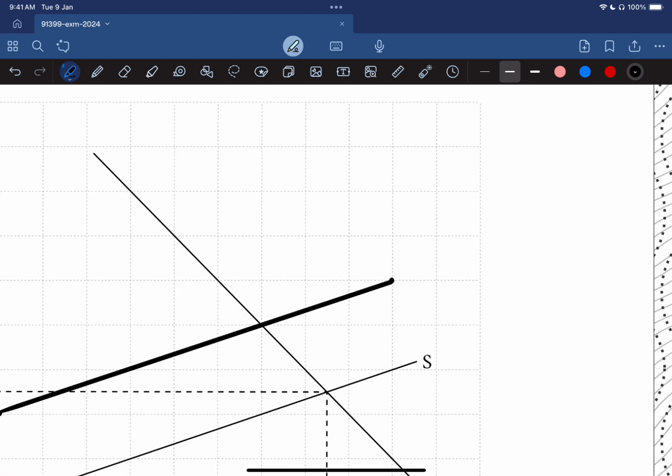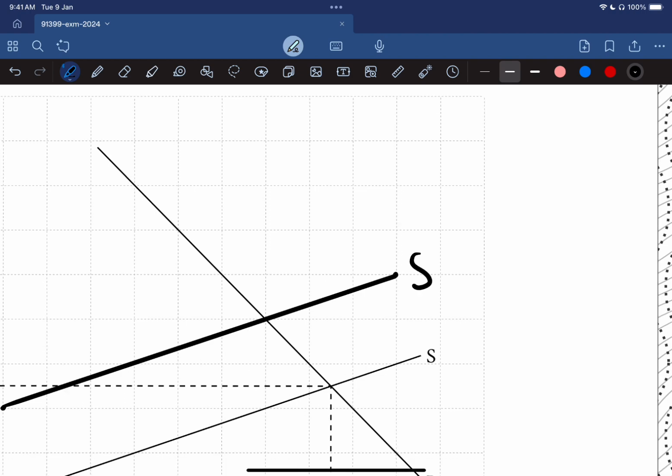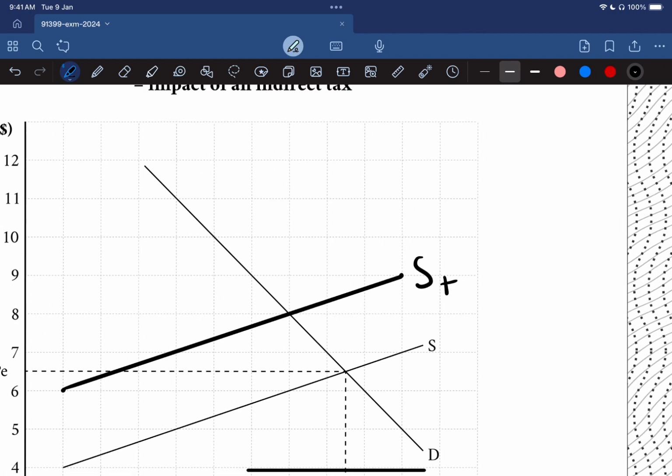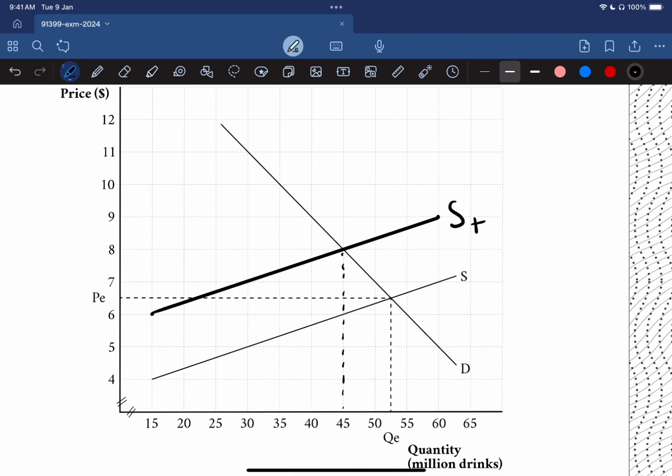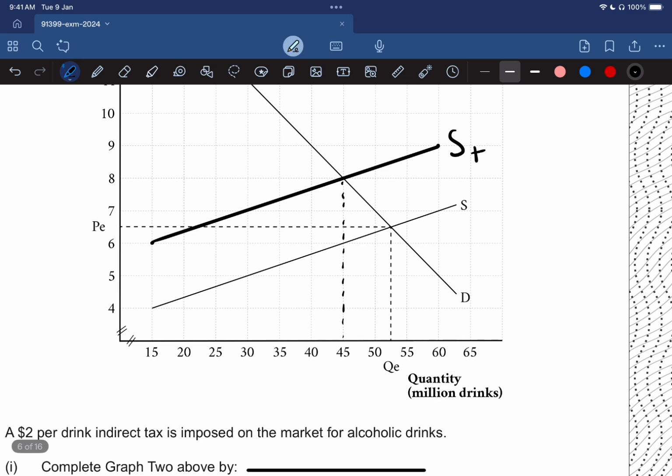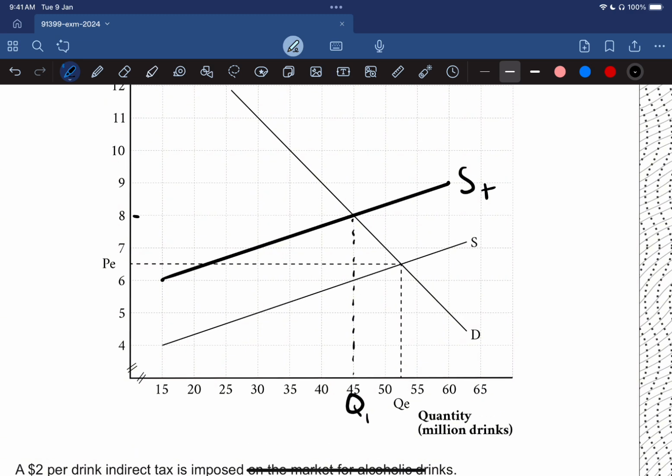Now we're going to just call this one here ST, okay, for that indirect tax. All right, and we'll just draw our new equilibrium here. Okay, so coming down here, it's going to be Q1, okay, and coming over here, it's going to be P1.